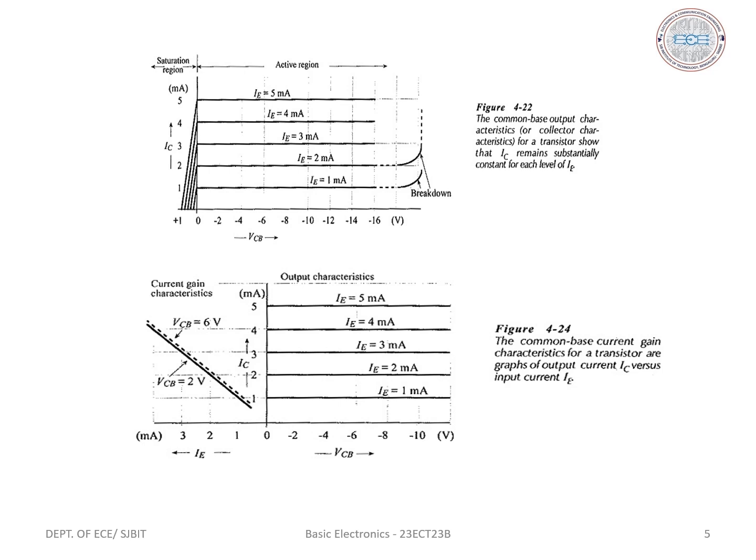Next, we have the saturation region. Both the junctions are forward biased to operate a transistor in the saturation region. Therefore, a small change in VCB results in a large value of IC.